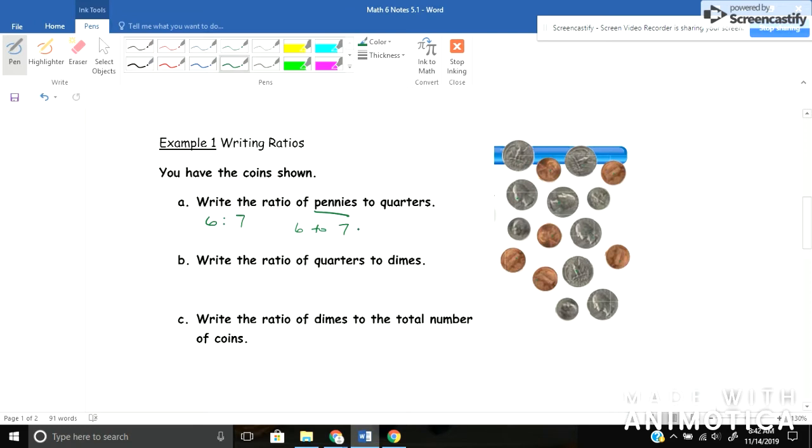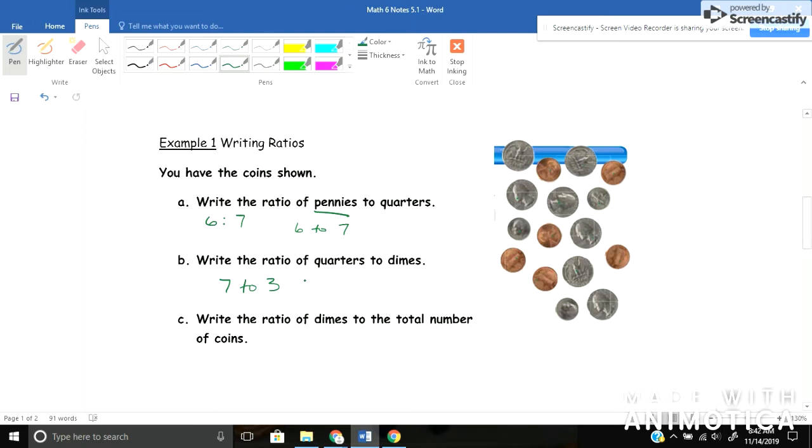All right, for the next one, it says ratio of quarters to dimes. Okay, so we've already figured out the number of quarters is 7. And to dimes, let's see how many dimes I've got. 1, 2, 3. Looks like I've got 3, so 7 to 3.